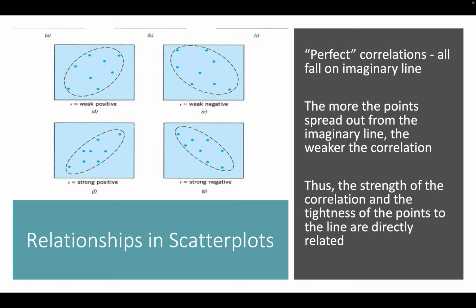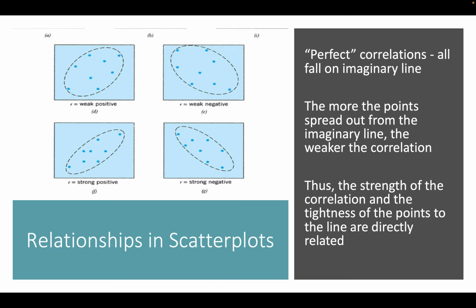All right, so perfect correlations would fall on a straight line. They are like unicorns, something that we talk about a lot in this class, pretty much a theoretical construct. You never have a perfect correlation in real life. So you have to imagine the perfect line and compare your data to it.